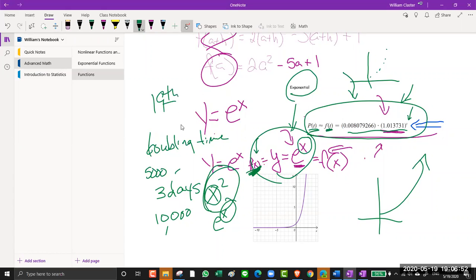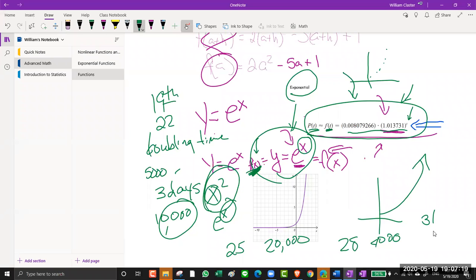Today is the 19th of May. So on the 22nd, it's going to be what? 10,000. And then on the 25th, it's going to be 20,000. And on the 28th, 40,000. And then on the 31st, I'm not sure how many days are in May, but anyway, on the 31st, what's it going to be? 80,000, right? 80,000.